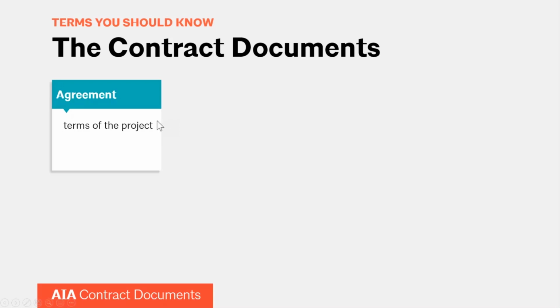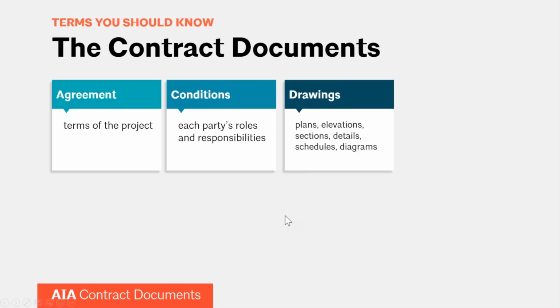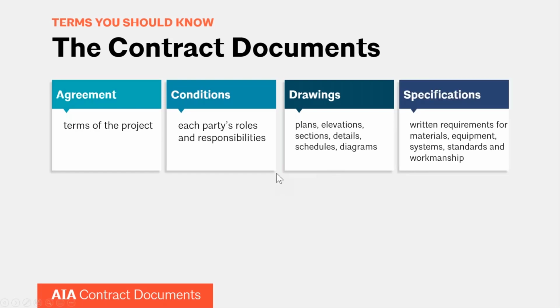So you're going to have an agreement in the contract documents. This just defines the terms in the project combined with conditions. So this may be general or supplemental conditions, and this just coordinates each party's roles and responsibilities. Beyond that, you're also going to have drawings, which we'll talk about in a bit more detail in just a little bit, but they're going to include the plans, elevations, sections, detail schedules, and diagrams, important things for design.